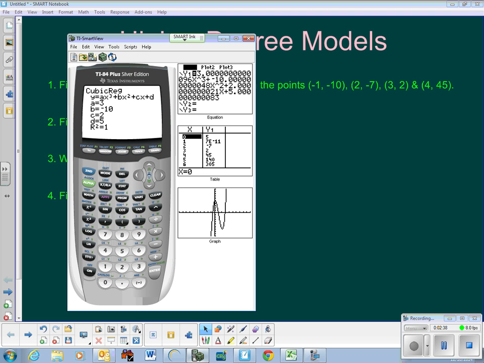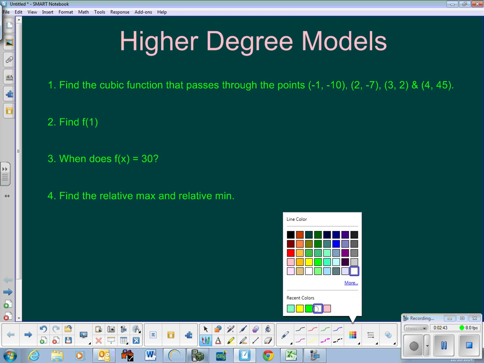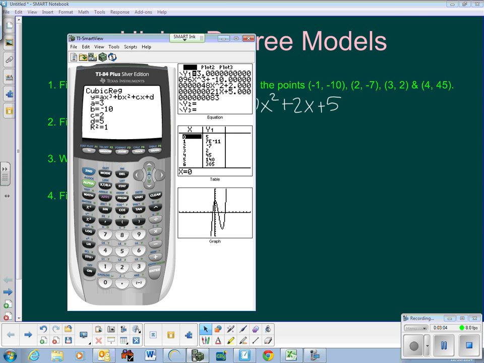So my equation, 3, negative 10, 2, 5, f of x or y, 3x cubed minus 10x squared plus 2x plus 5. 3, negative 10, 2, 5 are the coefficients. All right, so that's the easy way to do cubic regression. Find the cubic equation that goes through those points. Now, with it stored, see what it did. See that 3, negative 10, 2, and 5? It stored them in my Y1.